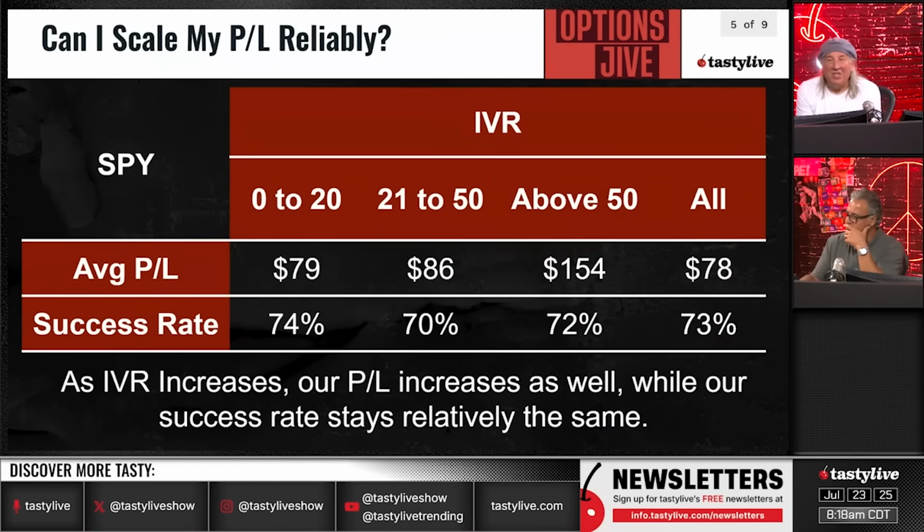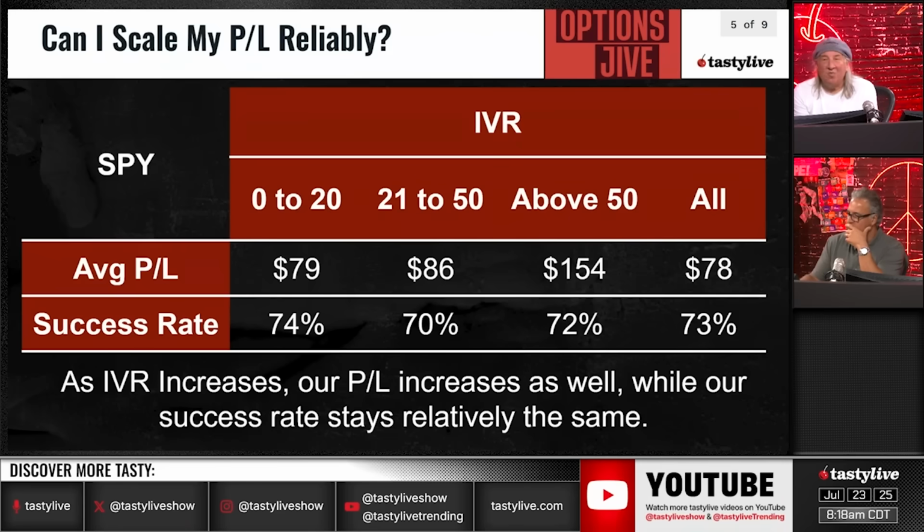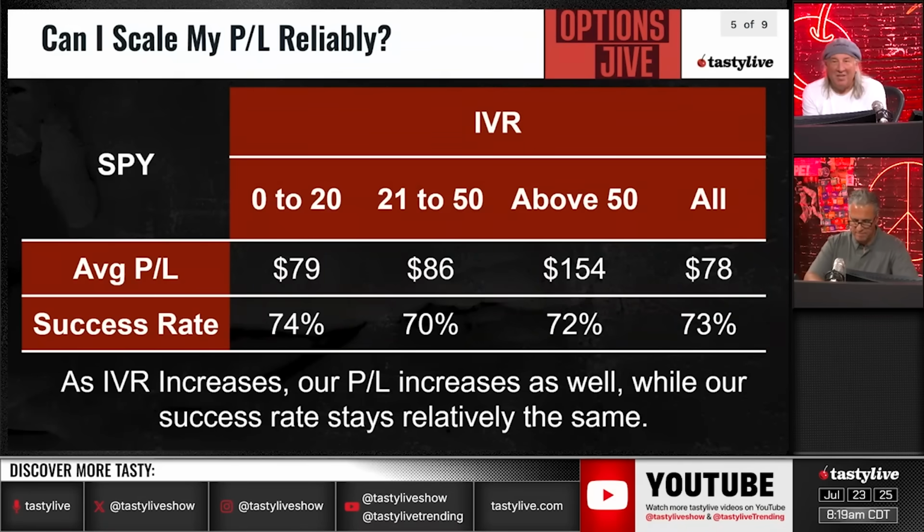So as IVR increases, our P&L increases as well, while our success rate stays relatively the same. What you see here is the P&L goes up as IVR goes higher, way better when IVR is over 50, which we're not going to get to now. But the success rate basically stays the same. We've been talking about this for years. Let's go to the next slide.